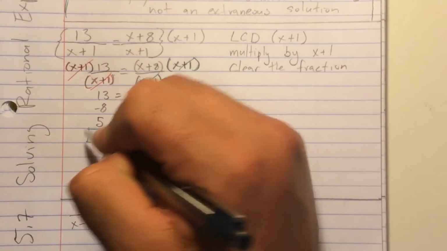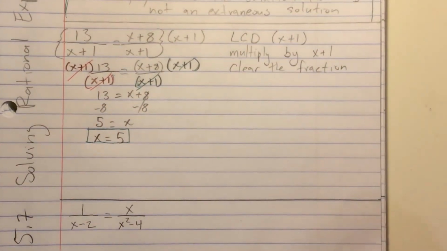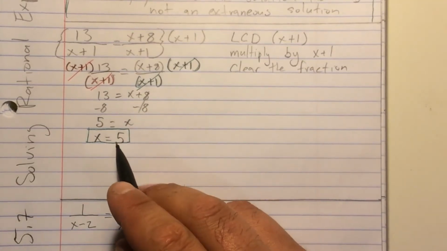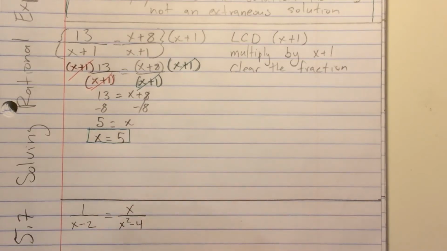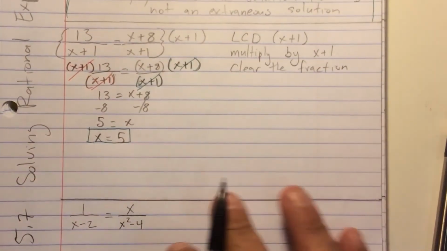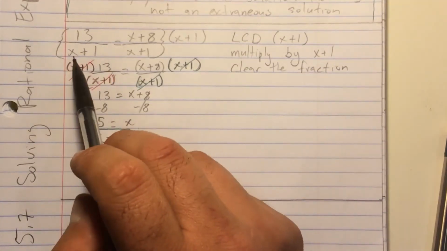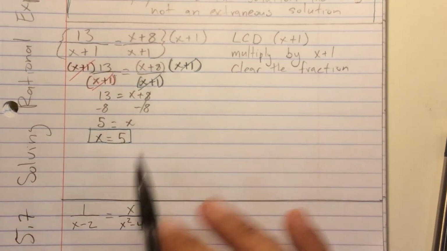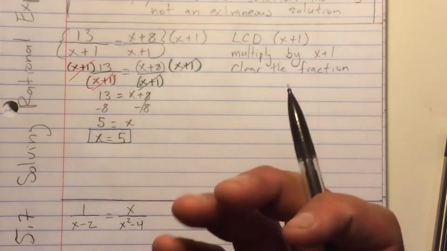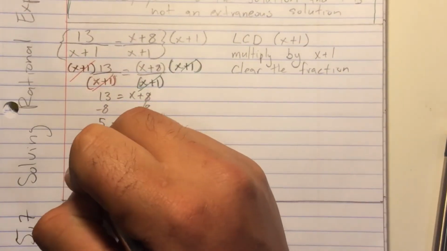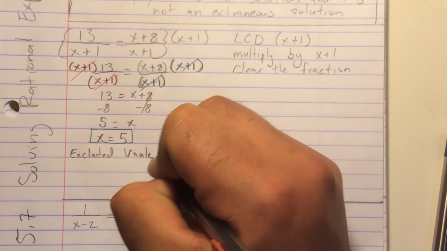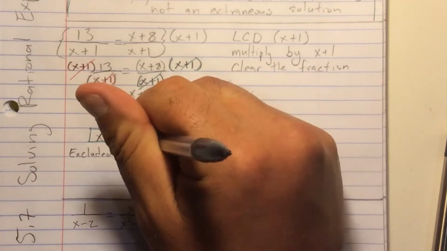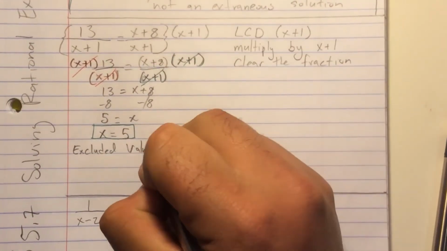Okay, so now let's do our check first. No, let's do our excluded values first, because remember, if we get an excluded value and it equals 5, then for sure we don't even have to do our check because we know it's an extraneous solution and it doesn't work. So let's do our excluded value first. Excluded value. Oops, I don't know how to spell. Sorry, that's why I'm a math teacher.